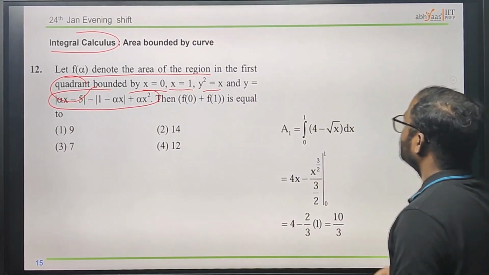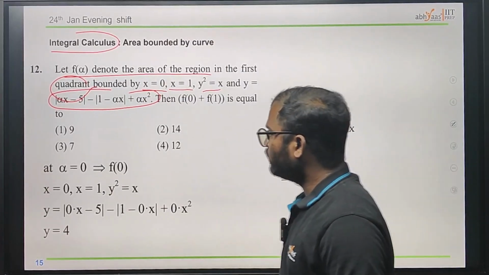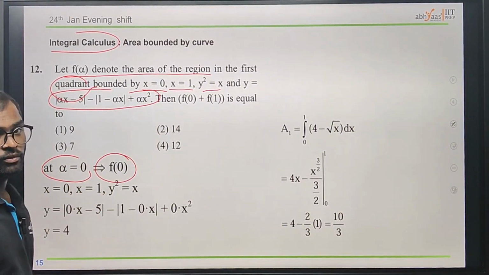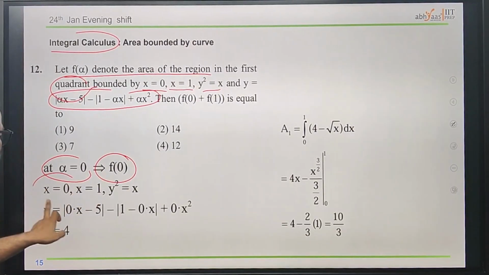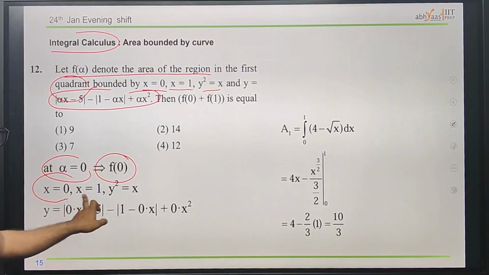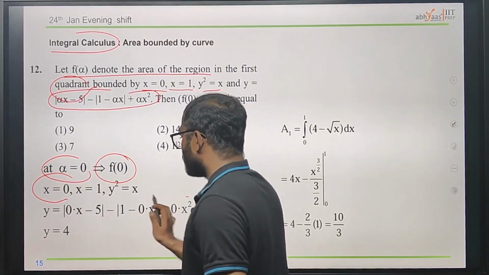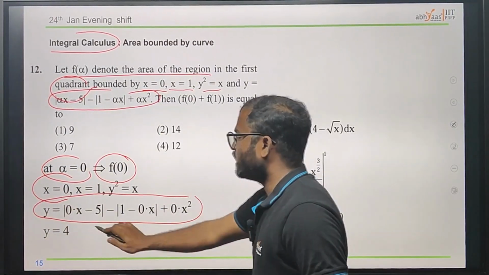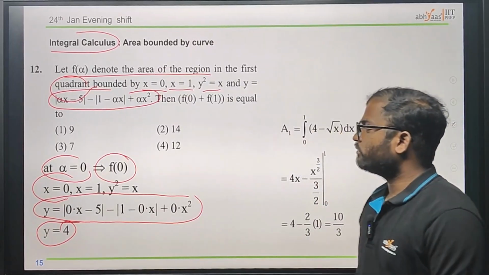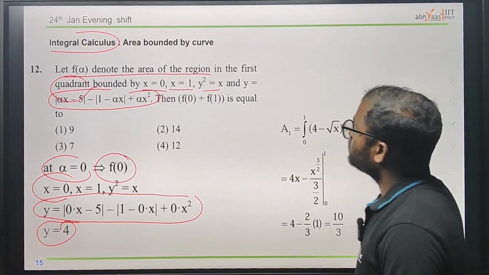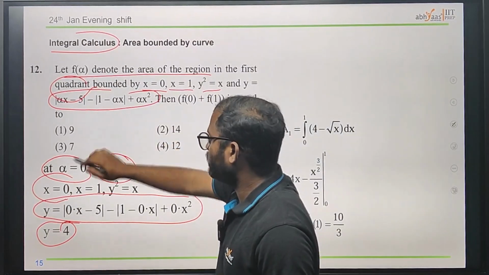In order to find this, we put alpha equal to 0, and we will get f of 0. At x equal to 0, x equal to 1, and y square equal to x, we get the function y as 4. Therefore putting these values we got y equal to 4, which means it has a range from 1 up to 4.